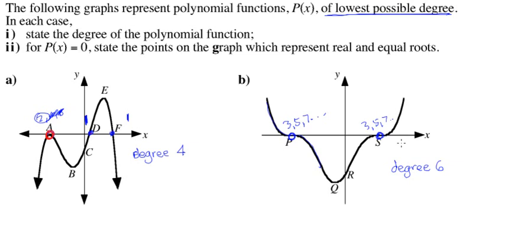And real equal roots, well, those happen in both cases. We get 3 real equal roots at point P and 3 more at point S.